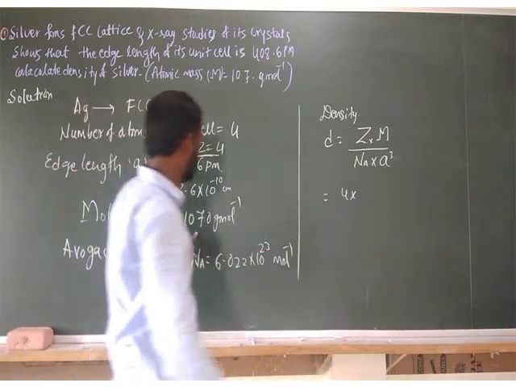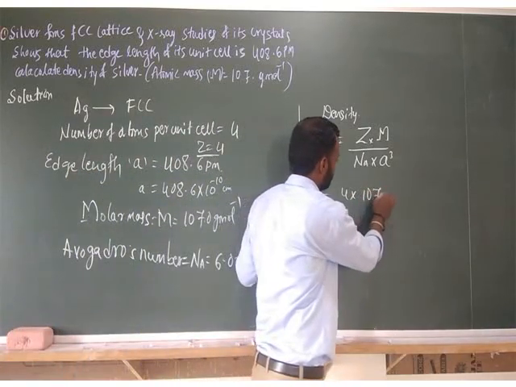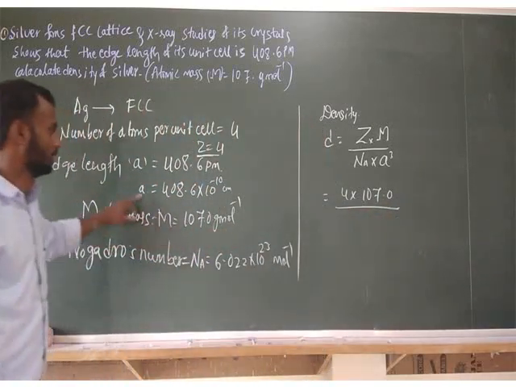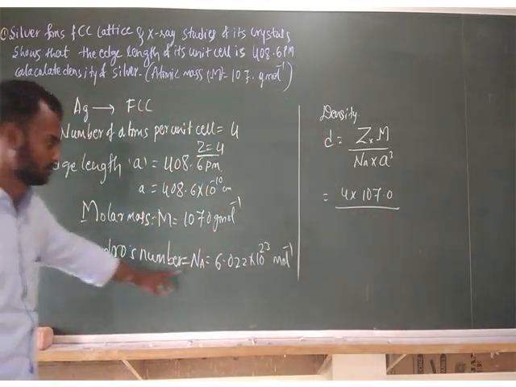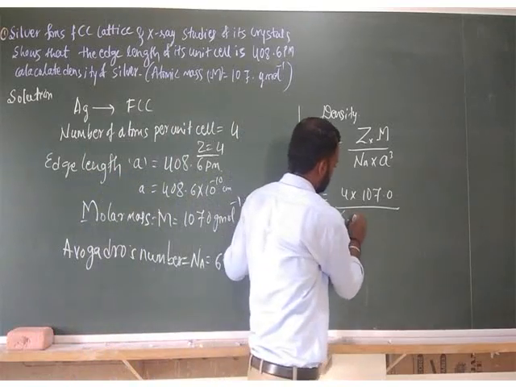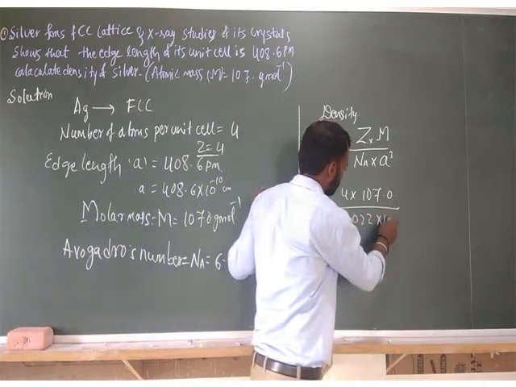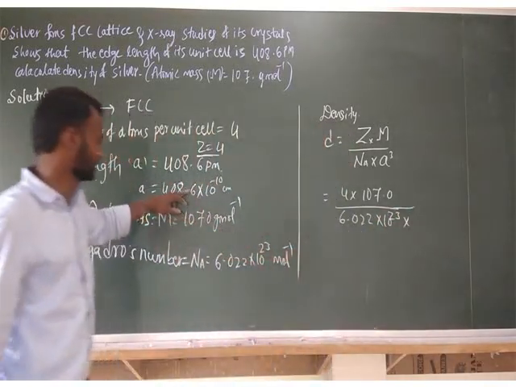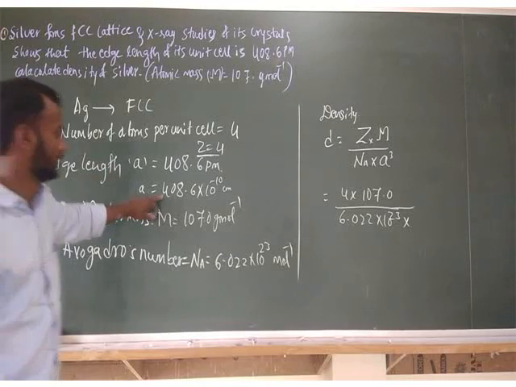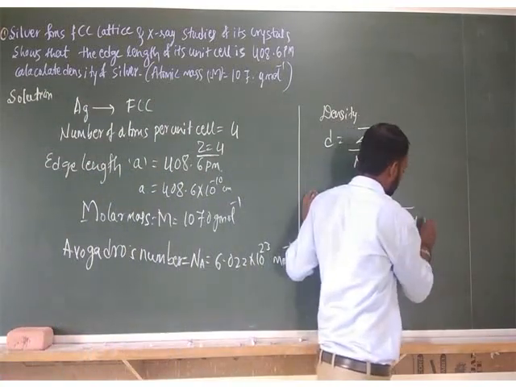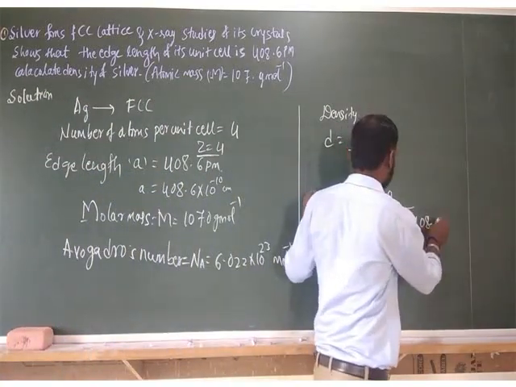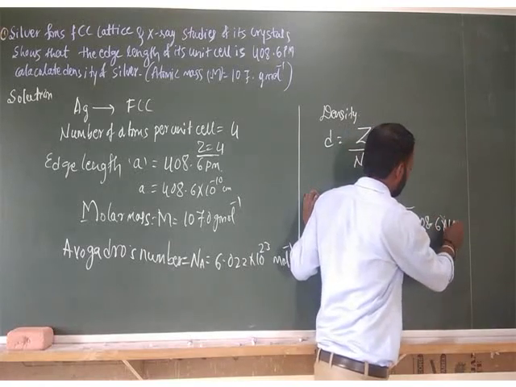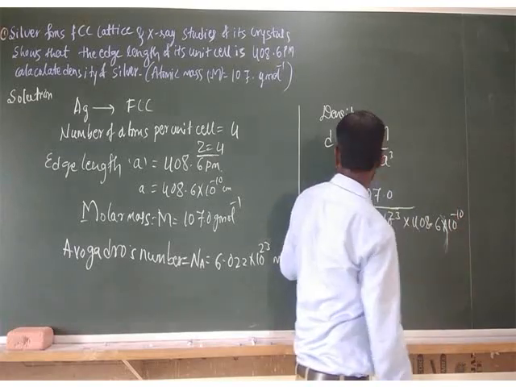Molar mass is 107.0, divided by Avogadro's number, 6.022 into 10 raised to 23, into, then what is that? A cube. A is 408.6, whole into 408.6 into 10 raised to minus 10 centimeter.